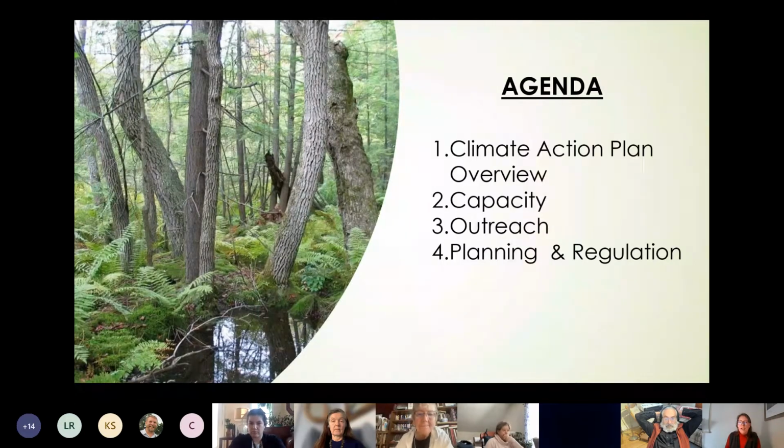All right. So our agenda today, we have 4 key sections. The first is going to be an overview of the Vermont Climate Action Plan, and I'll provide that and give you all a sense of what's included in the plan and how it's relevant to your work as conservation folks or municipal officials. Section 2, we'll talk about capacity for planning and climate change work in your communities. Section 3, we'll talk about outreach, and Section 4, we'll talk about planning and regulation. So all relevant to climate change work in your communities, and hopefully there will be information for you all to draw on as you move to your communities to do climate change work.